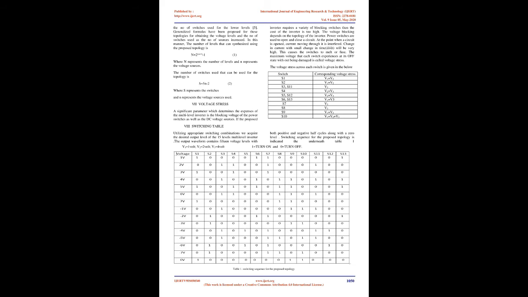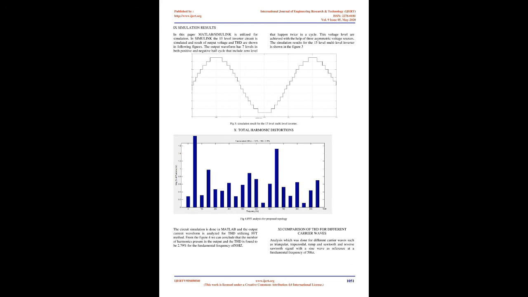Power switches are used to open and close a circuit. At the point when a circuit is opened, the current moving through it is interrupted. The change in current with small change in time, di/dt, will be very high. This causes the switches to melt or fuse. The maximum voltage that each switch experiences at its off state without being damaged is called voltage stress.